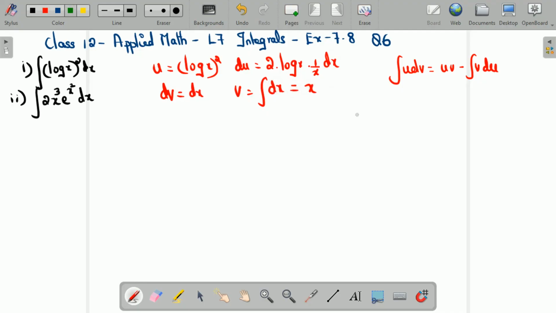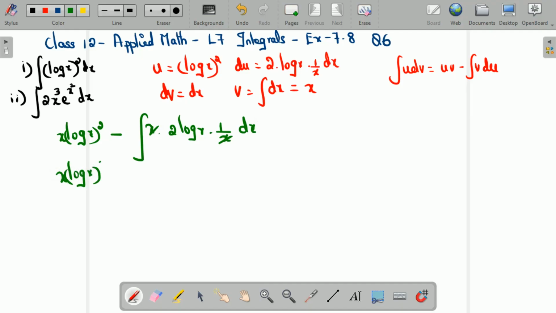Now let's substitute in the formula. So u into v, which means x into (log x) the whole squared, minus v du. So it is going to be integral x into 2 log x into 1 by x dx. So this x and x will get struck off. 2 I can take outside. So this is x into (log x) the whole squared minus 2 into integral log x dx.